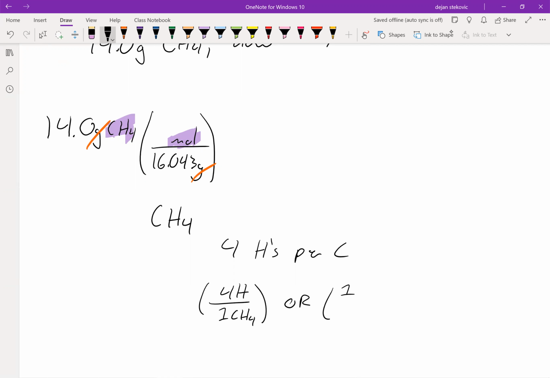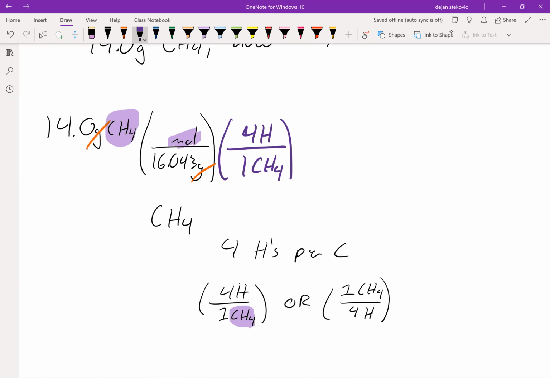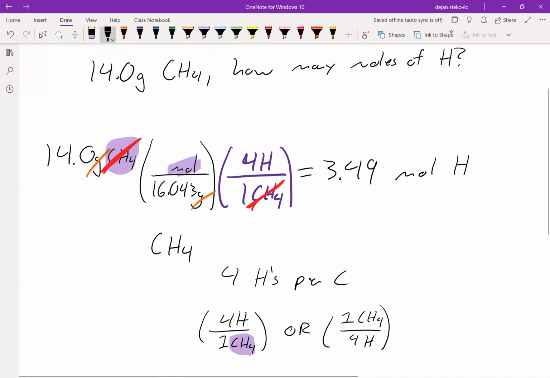So we can have 4H per 1 CH4, or we could have 1 CH4 per 4H. It's a conversion factor, so we can write it either way. In this case, we note that the CH4 is on the top here, so we're going to want the CH4 down on the bottom. That way it cancels out. So 1 CH4 is equal to 4 hydrogens, and then this CH4 and this CH4 cancel out. And if you look at what units we have remaining, it's just moles of hydrogen, which answers our question. And then we just do the math and round to the correct number of sig figs, which is 3. And we get 3.49 moles of hydrogen.